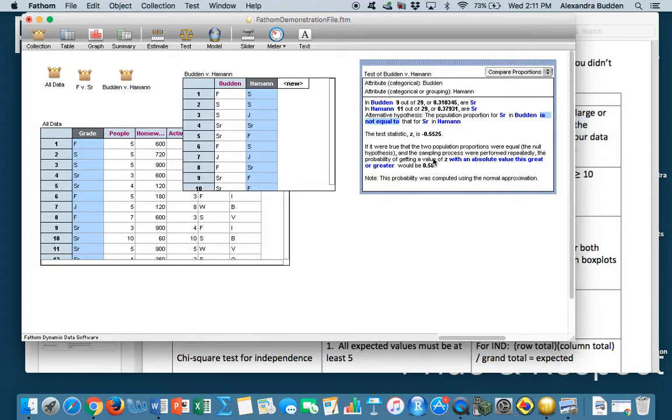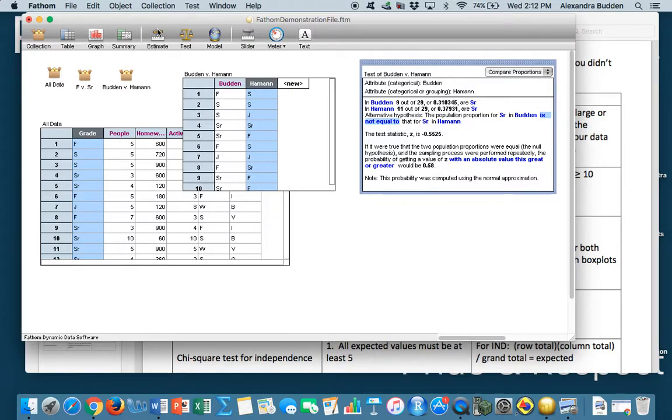I end up with a p-value at the bottom of 0.58. Because that is bigger than 0.05, we fail to reject the null. Failing to reject the null means that there's not enough evidence that the proportion of seniors in my class is different from Mr. Hammond's class. While yes, they could be different, we cannot prove for sure that they are.